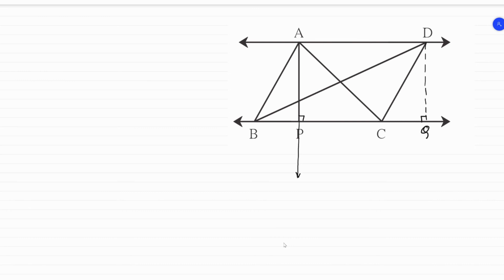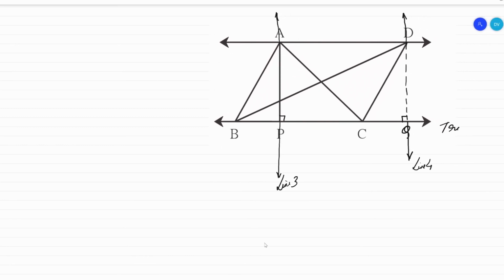Okay, and I will extend this segment also into a line. This segment also, I will extend it into a line. Okay, so now I have this. This is line number 3. This is line number 4. Okay, and this is the transversal.